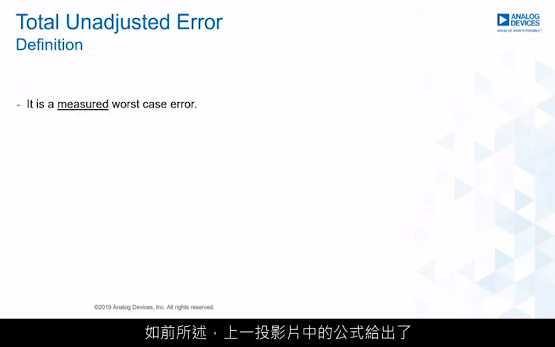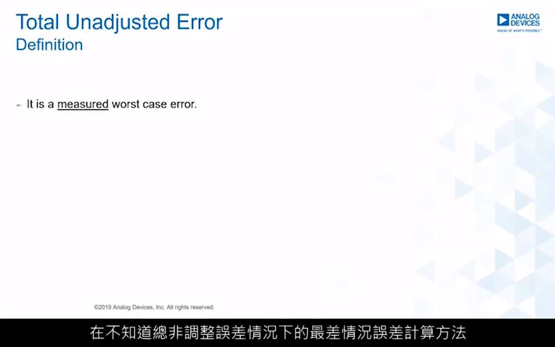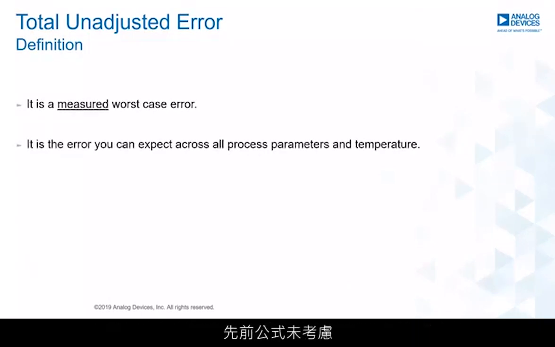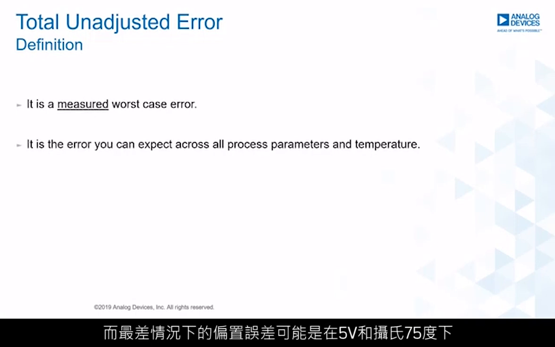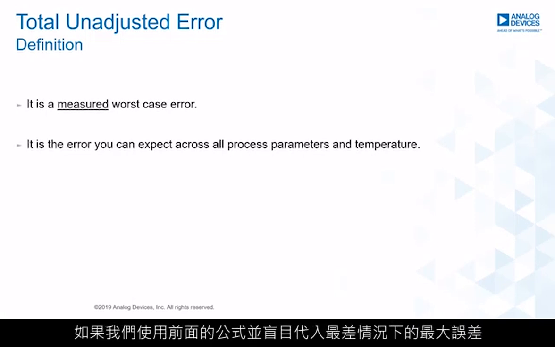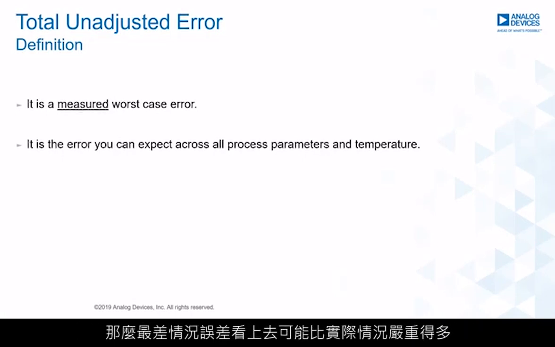As stated previously, the formula presented in the previous slide gives the worst-case error in the absence of a total unadjusted error specification. What the previous formula does not take into account is the fact that the worst-case maximum specification of each error component will not take place at the same condition. For example, the worst-case gain error specification might be at -40 degrees with a 3-volt supply voltage, while the worst-case offset error might be at 75 degrees C at 5 volt. If we took the previous formula and inserted the maximum worst-case errors blindly, the worst-case error might look a lot worse than it actually is.